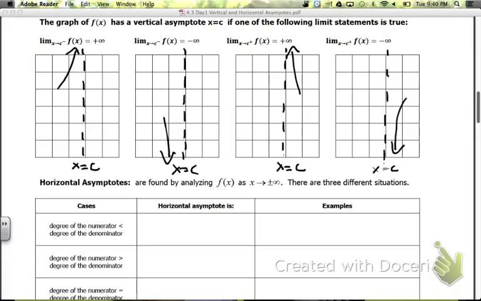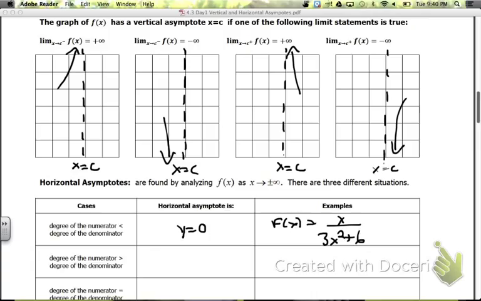So horizontal asymptotes are found by analyzing f(x) as x approaches positive and negative infinity. So there's 3 different situations. These are situations that we covered in advanced functions, but we should definitely be aware and understand them here in calculus. So when the degree of our numerator is less than the degree of our denominator, our horizontal asymptote is going to exist at y = 0. An example of this is f(x) = x over 3x squared plus 6.